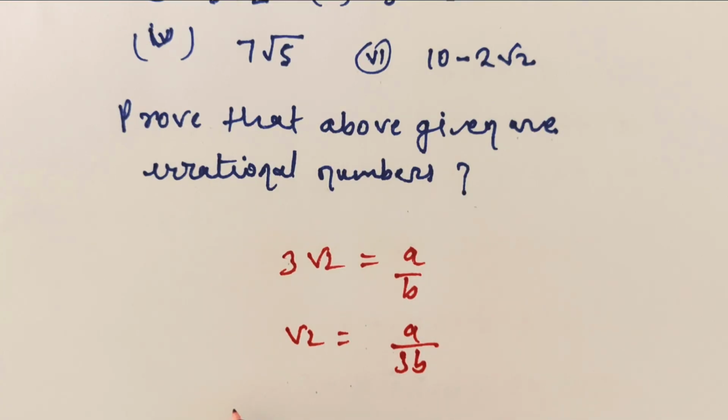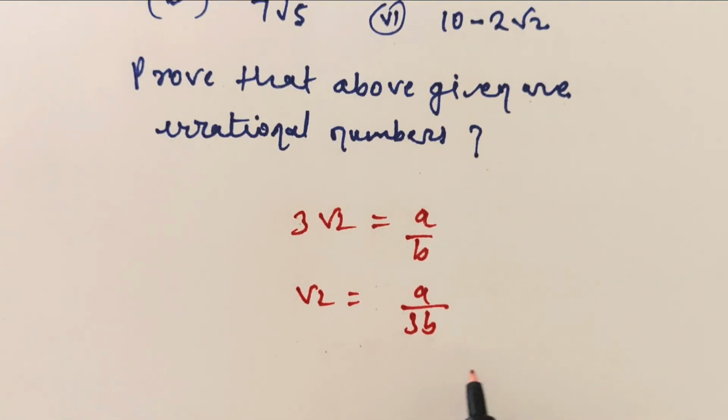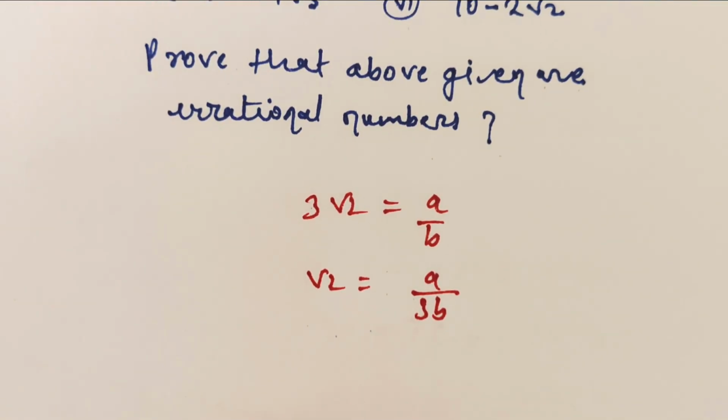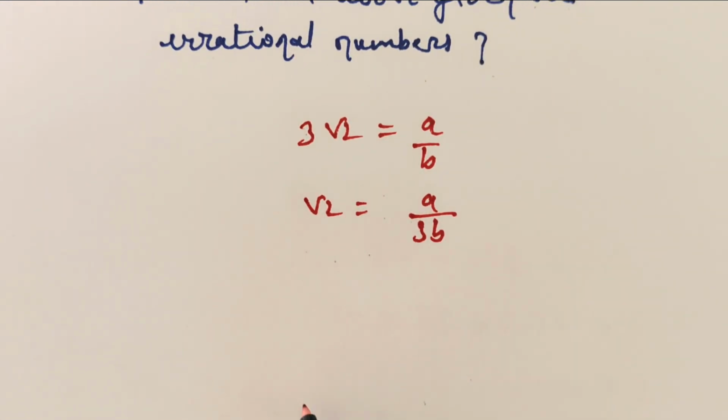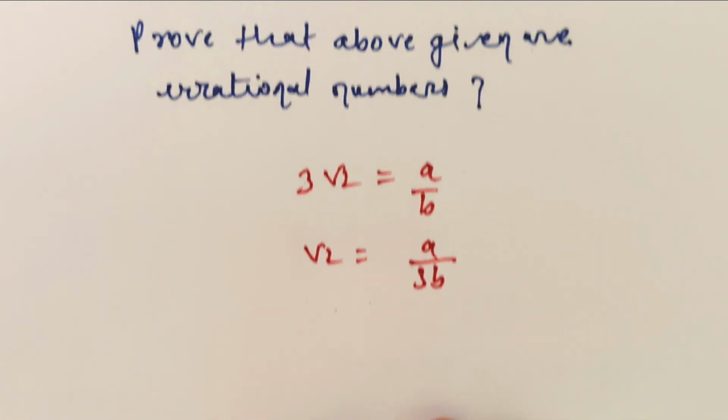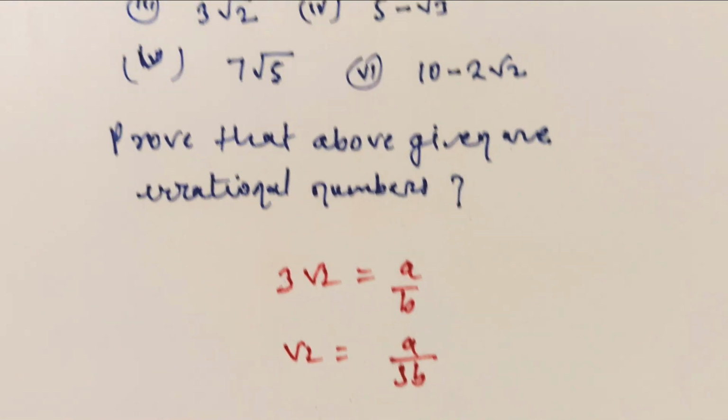Here you write: since A and B are integers, A by 3B is a rational number and root 2 is also said to be rational. In brackets you write 'contradicts'. Hence our assumption is incorrect that 3 root 2 is a rational number. So hence 3 root 2 is an irrational number. This is our final conclusion. This is the way to write and solve such problems.